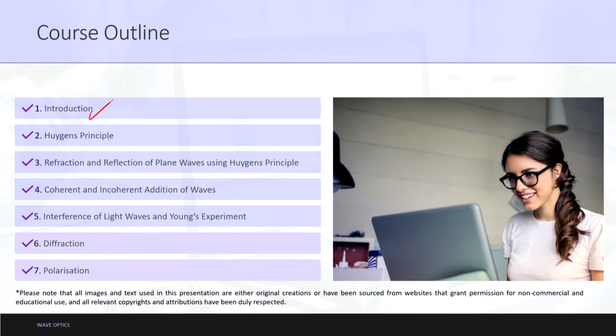So, this is the course outline. We have completed the introduction part and the Huygens principle part, and right now we are in the third part, that is refraction and reflection of plane waves using Huygens principle. So, let us move on to this part only.